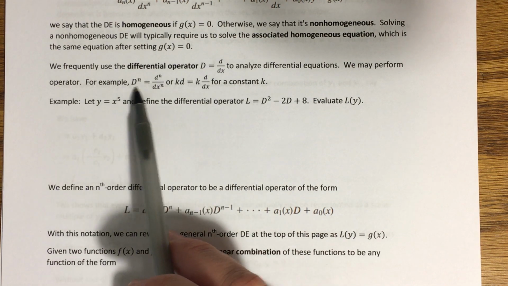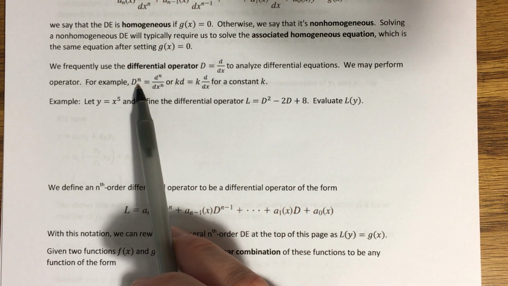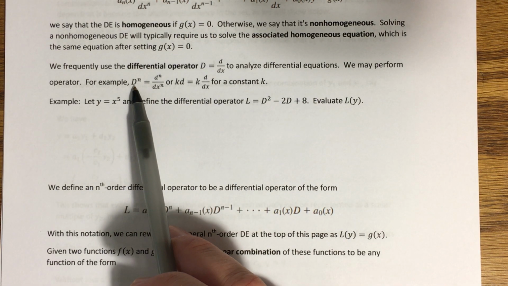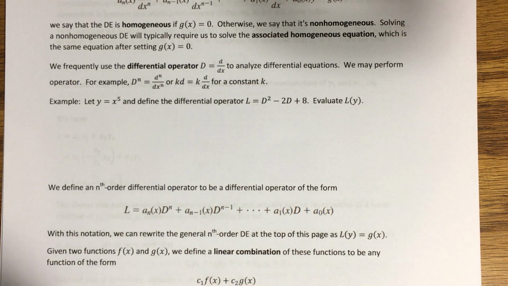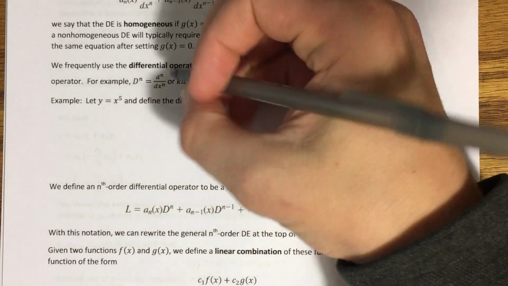So this, for terminology's sake, or for understanding the symbols, if I have D to a power of n, what that means is the nth derivative operator. And if I have some constant, that's supposed to be a capital D.